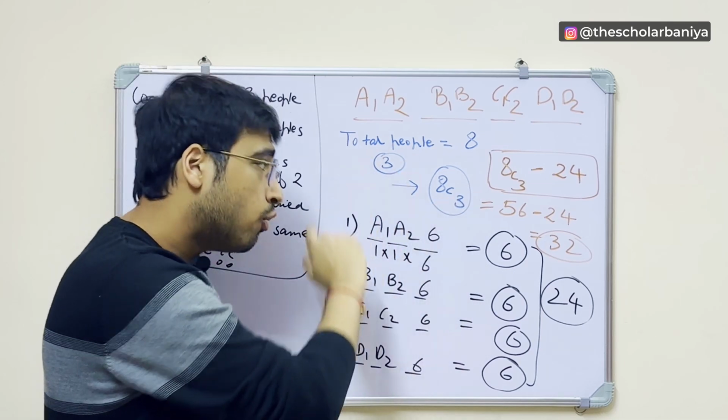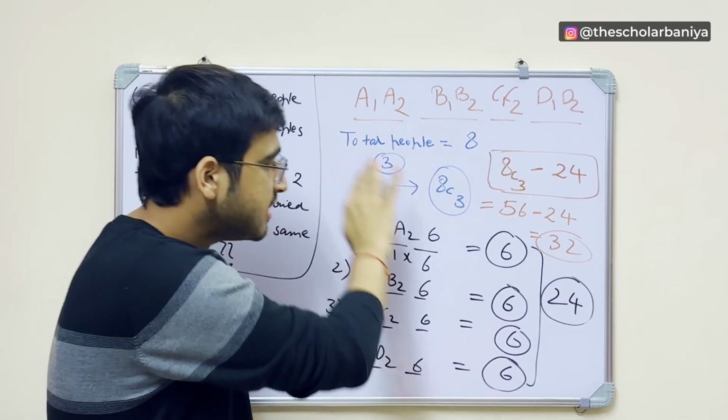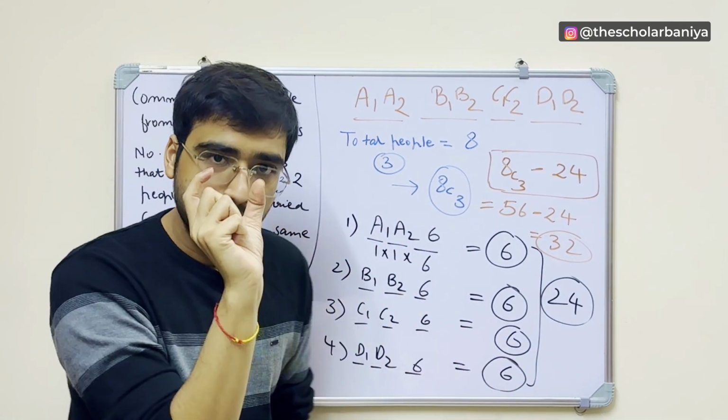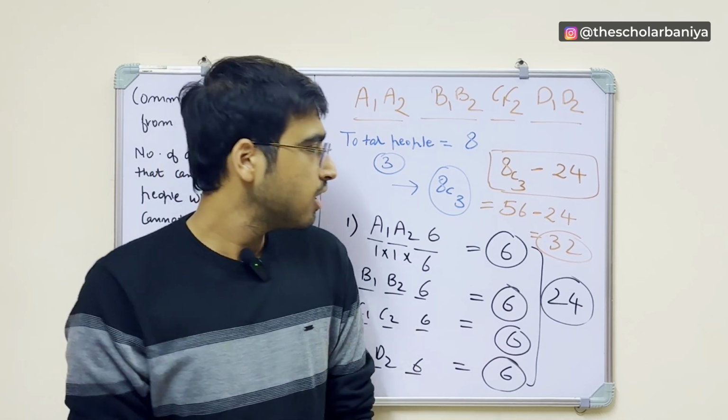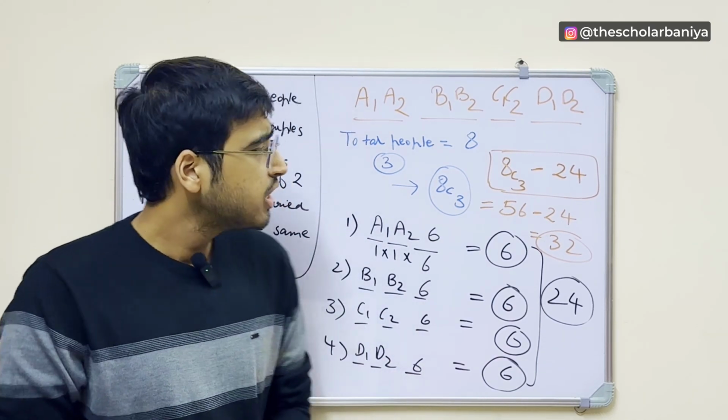So we took out the overall total possible cases and we subtracted the cases in which the couples are together. So we get the cases in which the couples are not together. So I hope it is not tough at all. This should be pretty clear.